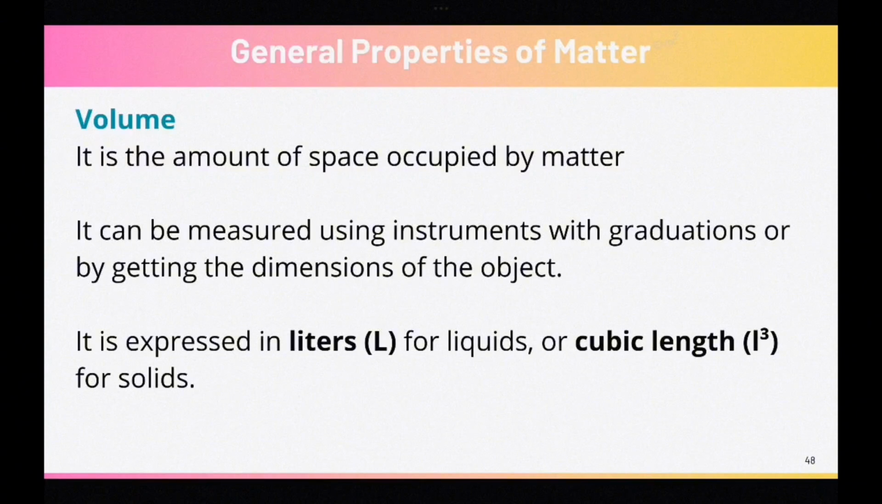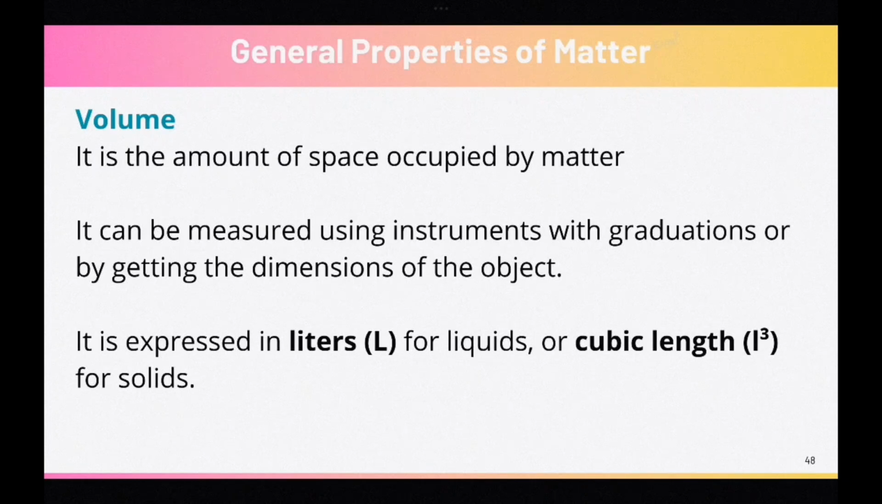For volume, it is the amount of space occupied by matter. It can be measured by using an instrument with graduations, or by getting the dimensions of the object. It is expressed in liters for liquids, or cubic length, or L cubed, for solids. Again, for familiarity with the units, we use capital L for liters as a representation for liquids, and small letter l with a power of 3 to represent cubic length, which we use for solids.